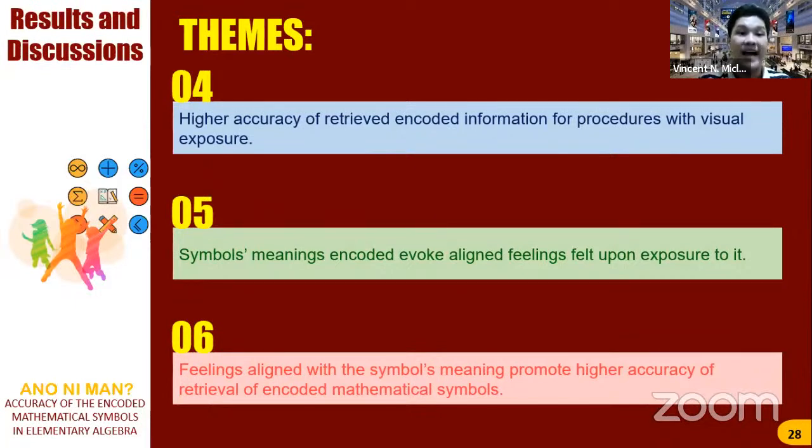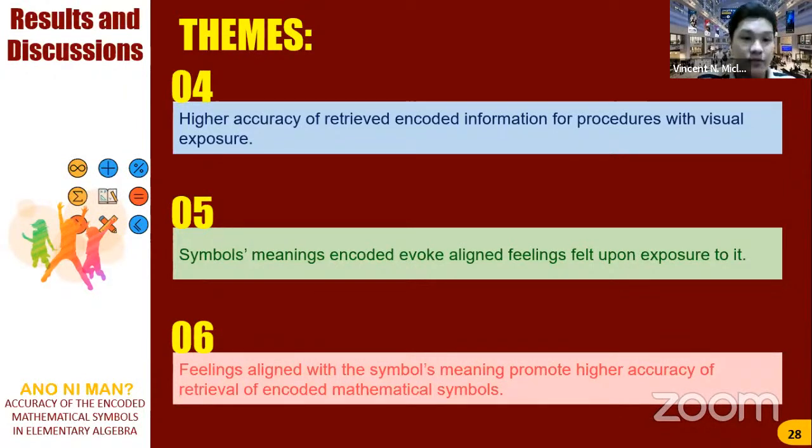So we have recorded higher accuracy compared to that of the hearing. For theme number 5, symbols' meanings encoded evoke aligned feelings felt upon exposure to it. We have seen that for the addition sign or plus sign and the multiplication sign, positive feelings were evoked, like happiness, excitement, amazement. And for the minus or division sign, most of the feeling responses were negative feelings as well, which is sadness or confusion or boredom.